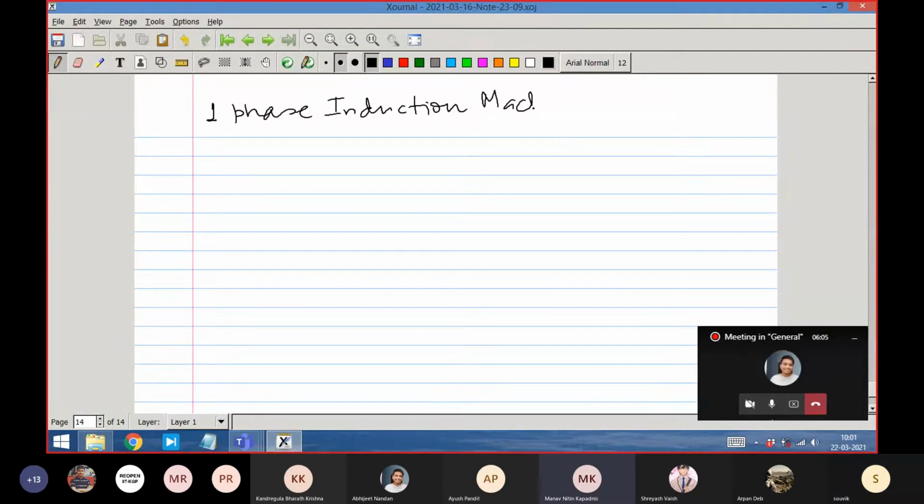Sir, could you minimize the Teams window? It is overlapping with the notes. Okay.